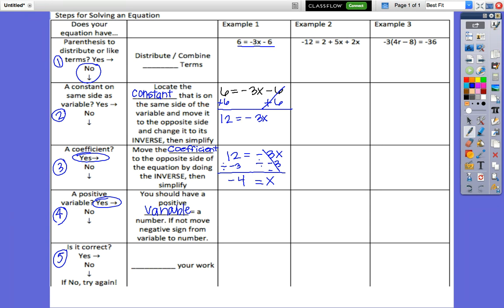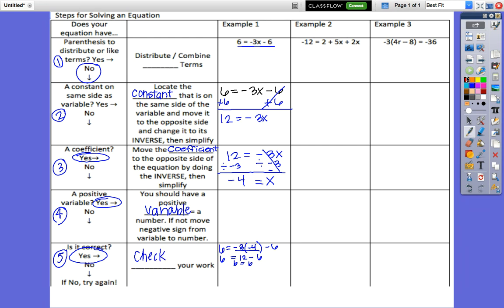Now, step 5, we can check our answer. So we're going to substitute the negative 4 into our equation because we know that x equals negative 4, so we can substitute that for x. Negative 3 times negative 4 is positive 12. So we get 6 equals 12 minus 6. Now 12 minus 6 does equal 6, so this equation does work out. We can always check our work.